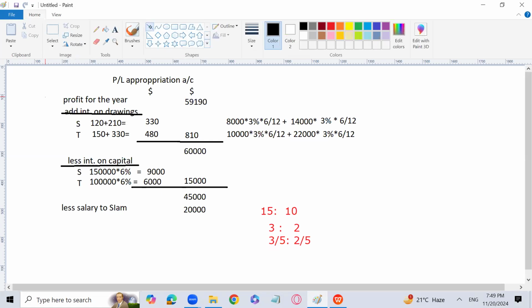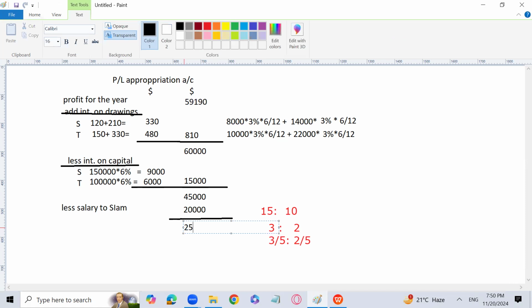Interest on drawing will be charged by the business from partners. That is why it is added in profit and subtracted from current account. Interest on capital will be given to the partners. That is why it is subtracted from profit and added in current account, or will be written on the credit side of current account like salary. 45,000 minus 20,000 is going to be 25,000, and that is going to be your profit share.